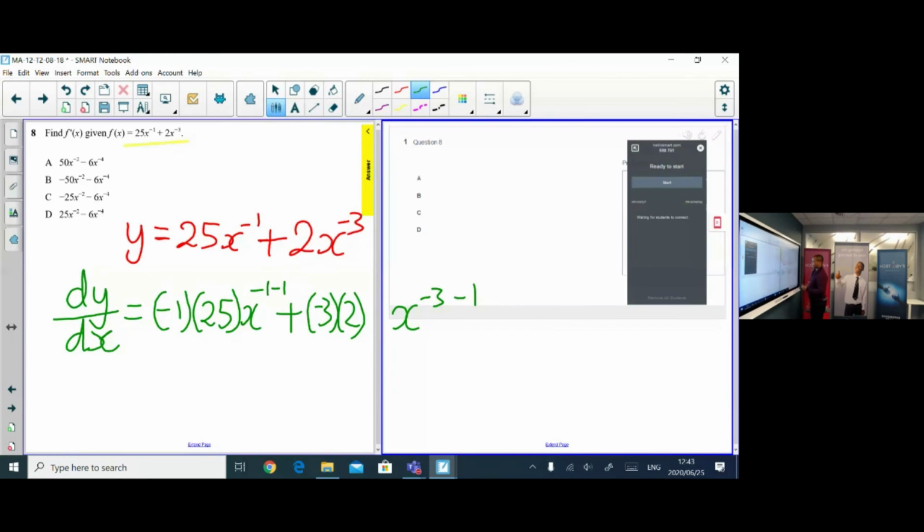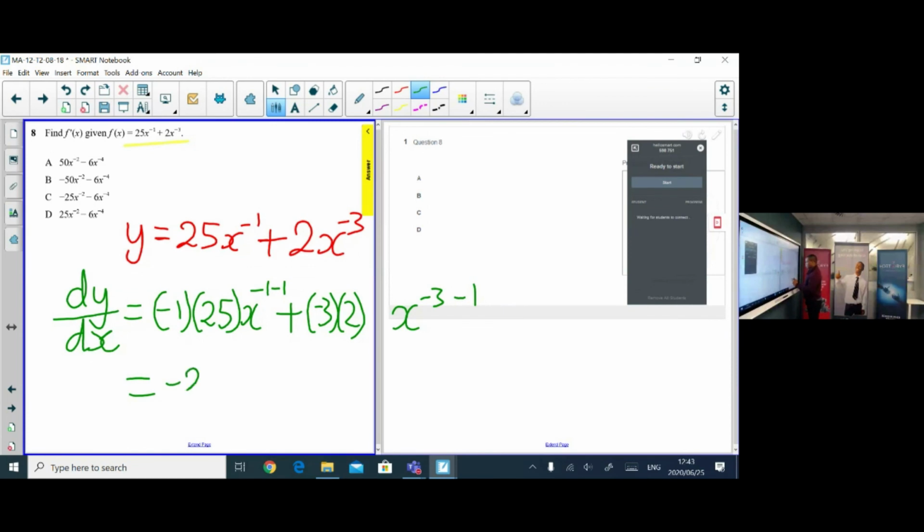So this would give you -25x^-2, and then -6x^-4. All right. So if we didn't miss some negatives there, this should be our correct answer. You might need to look at it again to be sure.